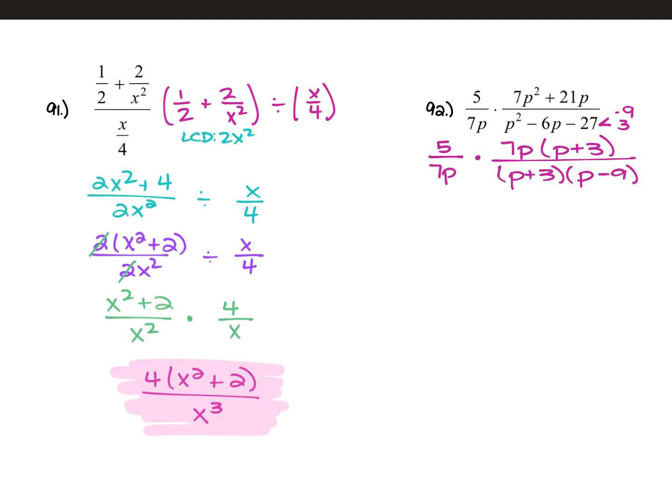Simplify before you multiply. You can cross simplify and then simplify within the same fraction as well. Your 7p's cancel. Your p plus 3 also cancels. So you just have 5 over 1 times 1 over p minus 9. So that's 5 over p minus 9.